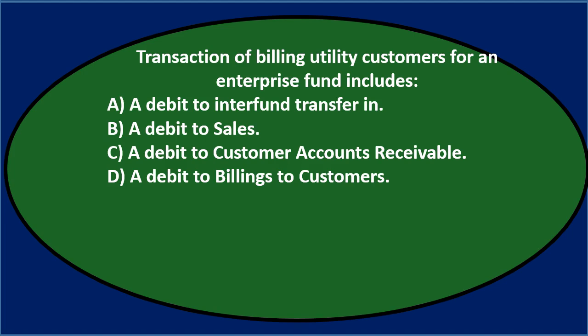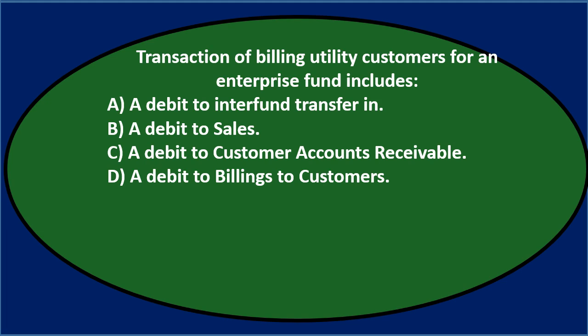In this presentation, we will take a look at multiple choice questions related to governmental accounting, going through those questions and then practicing test-taking skills with them. First question, transaction of billing utility customers for an enterprise fund includes either A, a debit to interfund transfer in, B, a debit to sales, C, a debit to customer accounts receivable, or D, a debit to billings to customers.